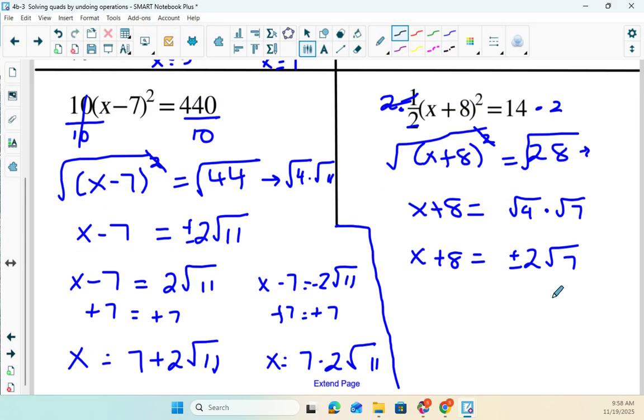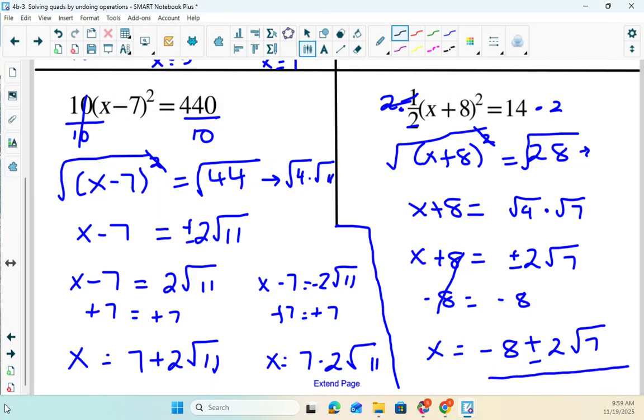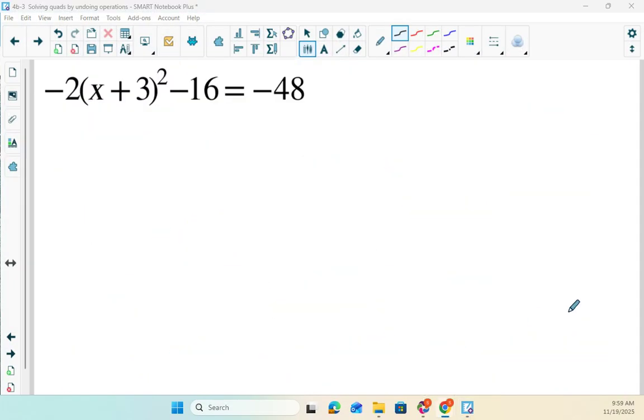You can separate it into two different equations like we did here, or you can just subtract the 8, so over here, and you can write your answer as x is equal to negative 8 plus or minus 2 square root of 7. So I can say negative 8 plus 2 square root of 7, or negative 8 minus 2 square root of 7, but you can leave your answer like that. All right, pause the video, try this example.